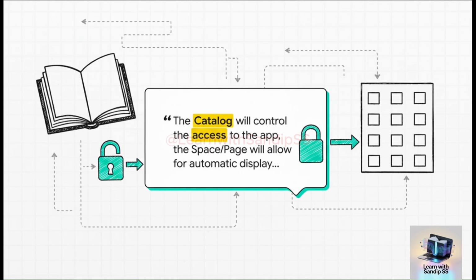And you know what? The source material just says it perfectly. Let me read it out. The catalog will control the access to the app. The space/page will allow for automatic display when access is granted via the catalog. It's a perfect, concise summary of this entire relationship.